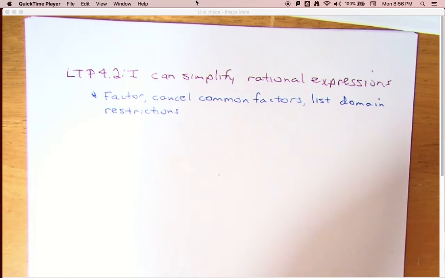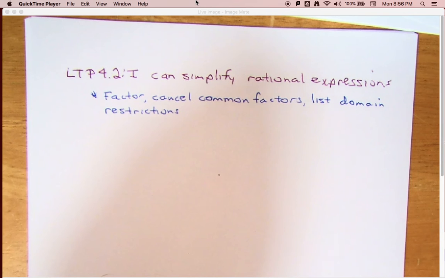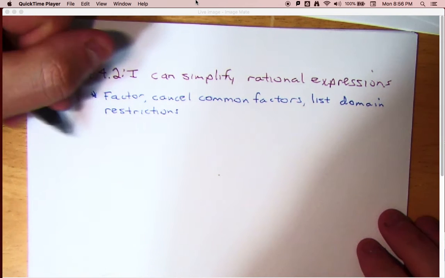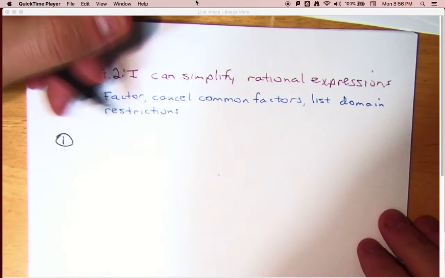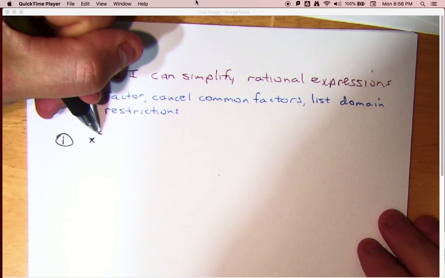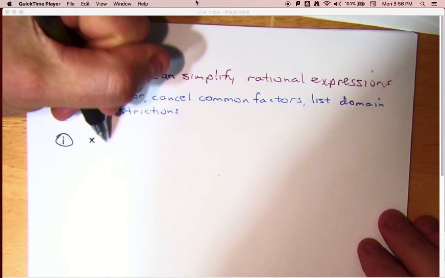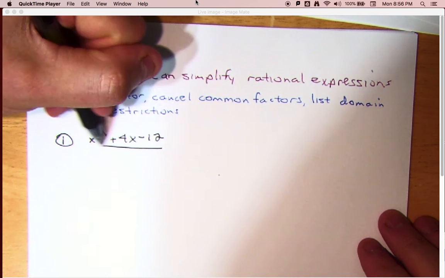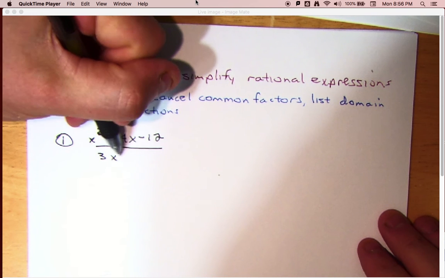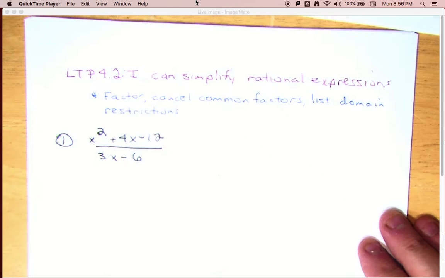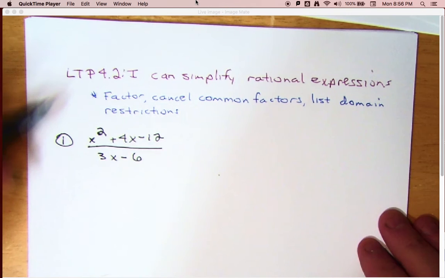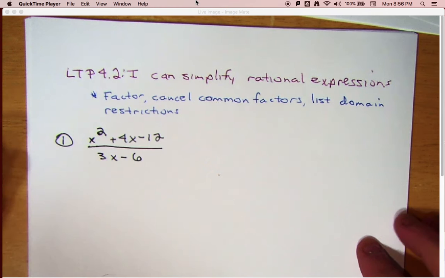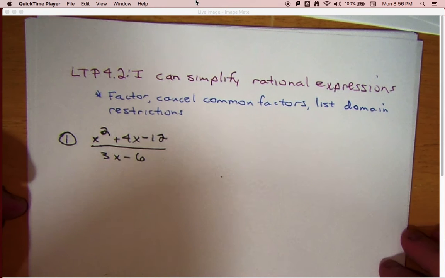So I'm going to show you 1, 2, 3 examples here. So here we go. First example, x squared plus 4x minus 12 over 3x minus 6. So see, we've got a rational expression. We've got a trinomial up top. We've got a binomial on bottom. So the very first thing we got to do is we got to factor each of those.